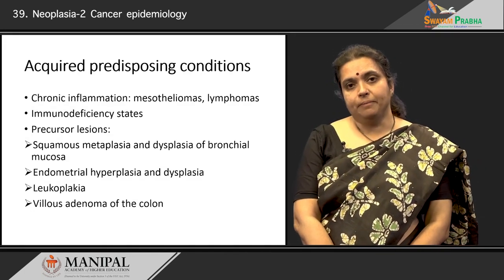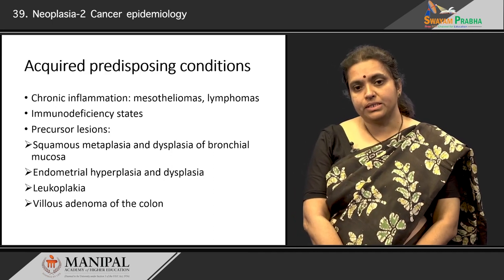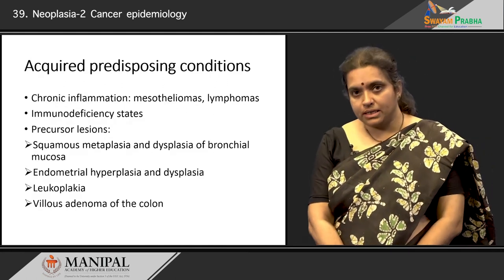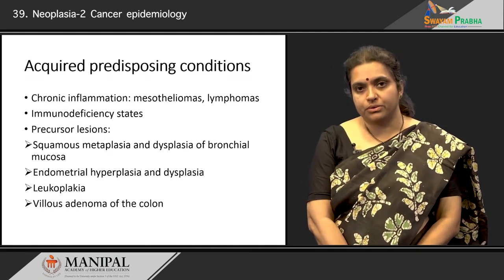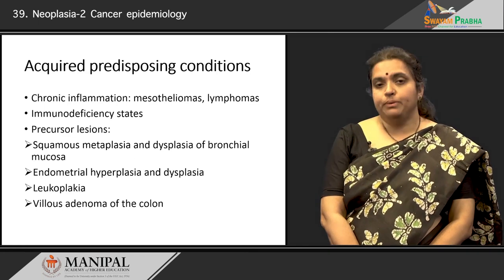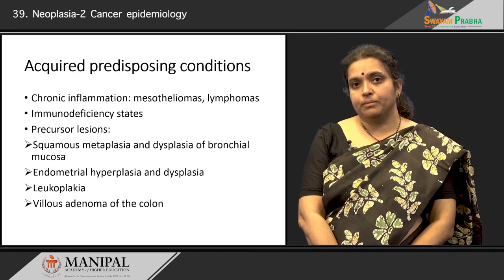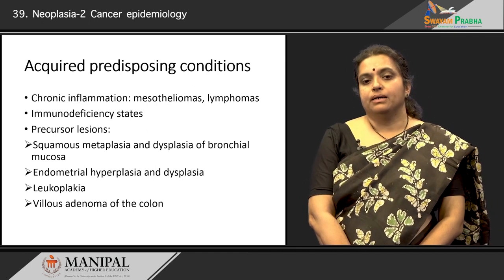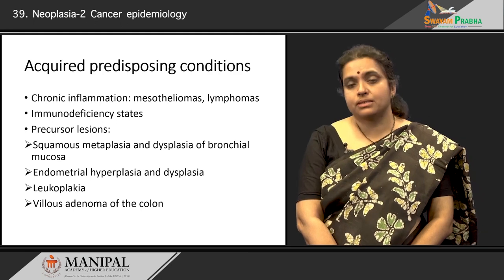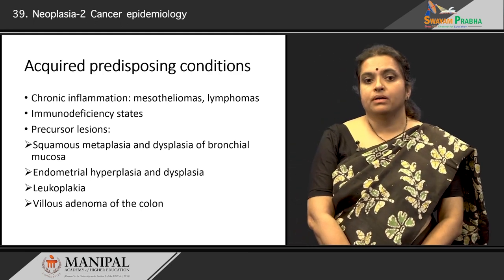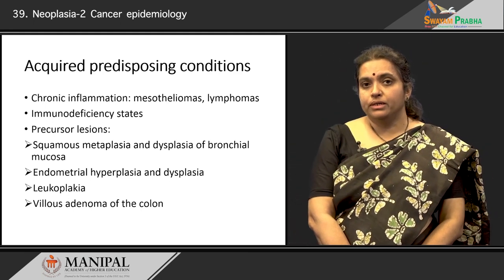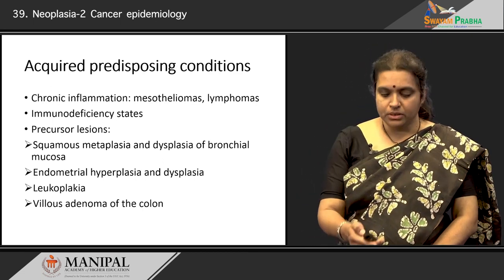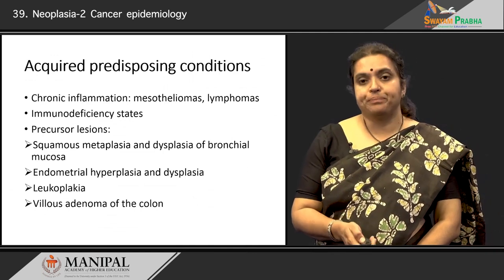Endometrial hyperplasia: the lining of the uterus, the endometrial lining, can undergo hyperplasia, further on it can undergo dysplasia, and further on it could lead to cancer. Leukoplakia, or a white plaque or patch in the oral cavity, if it has dysplastic changes, could lead on to cancer. And villous adenoma of the colon is now known to be a predisposing condition that can lead to colonic adenocarcinoma.